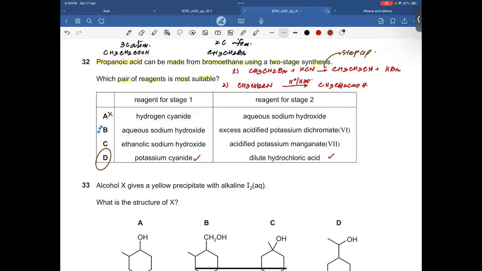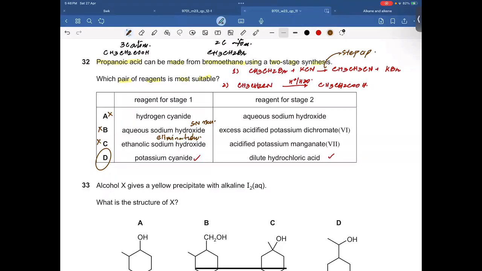Option B and C. Option B is incorrect because it undergoes SN reaction, in which there will be no increase in the number of carbon atom. Option C is also incorrect because this is going to be the elimination reaction.